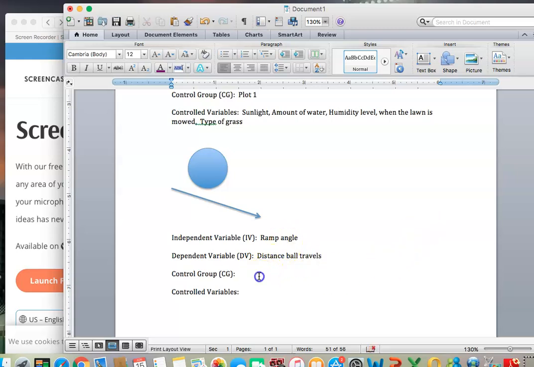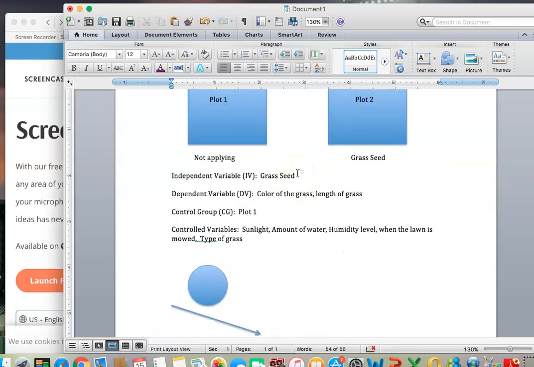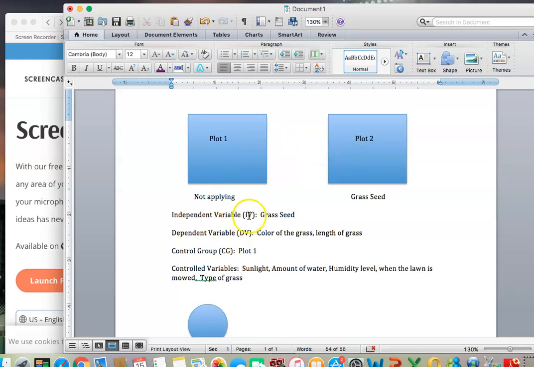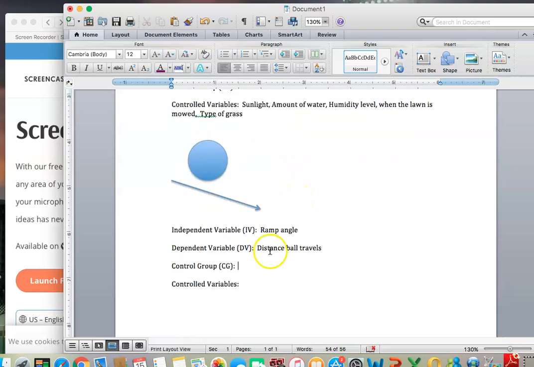Control group may not always be applicable, and I could argue that it's not really applicable here because every single trial is going to be exposed to a ramp angle. So we don't have anything similar to our first experiment where it's not exposed to the independent variable. So for control group, you could say NA, not applicable, or if you really wanted to, I guess you could say that you did do a trial with no ramp angle. That could be considered a control group, but NA would also be applicable here.